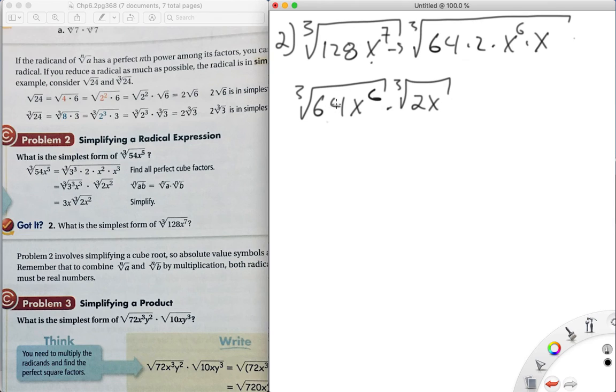Well, the cube root of 64, we already know that it's 4 times 4 times 4, so that's going to be 4. 6 divided by 3 is 2, so that's going to be x squared times the cube root of 2x. That would be my simplified form.